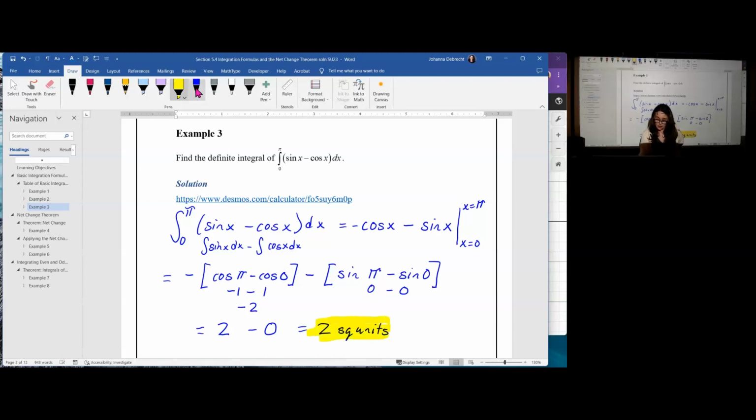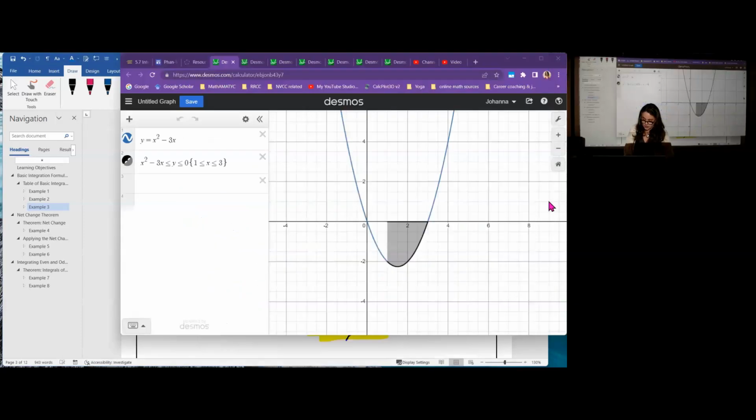It doesn't mean that all 2 square units are above the axis. It means the net area is 2 square units. Let's take a look at the graph now and interpret our result in light of the graph.